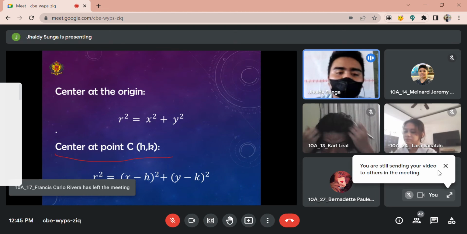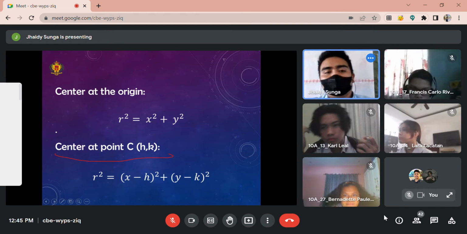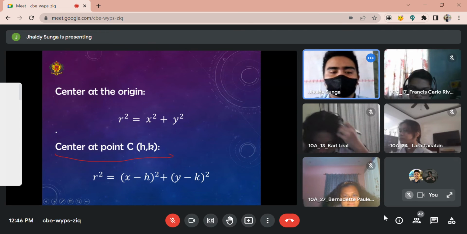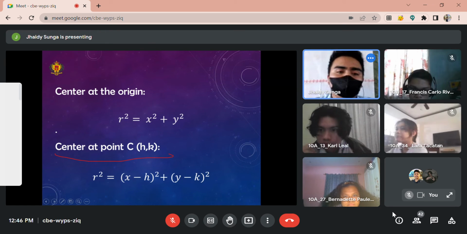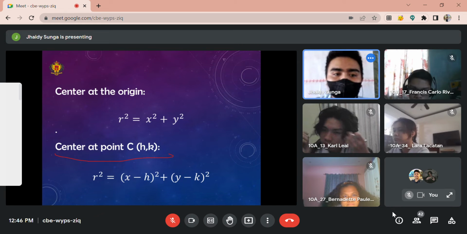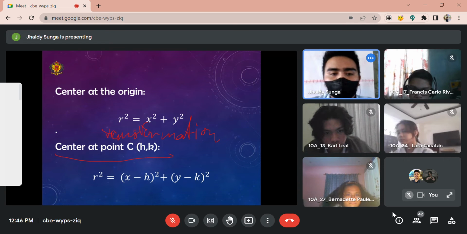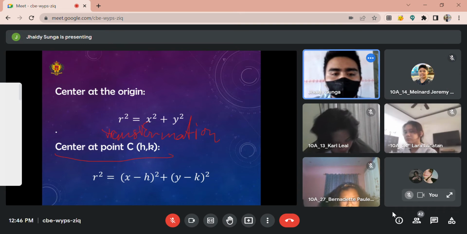This is what we call the center at point, isn't it? But this center at point, I mentioned, is also called transformation of axis, isn't it? If we say transformation, what is transformation?